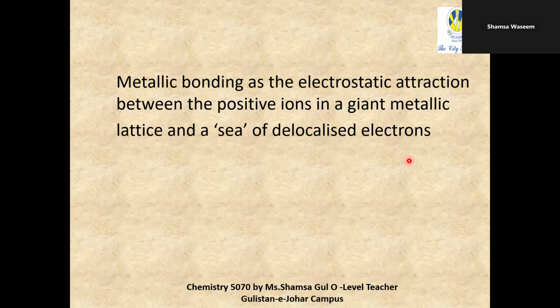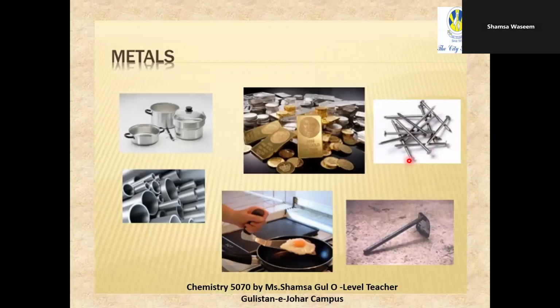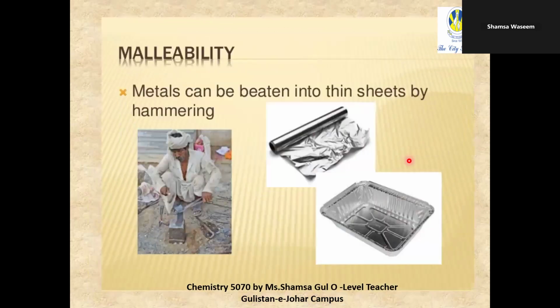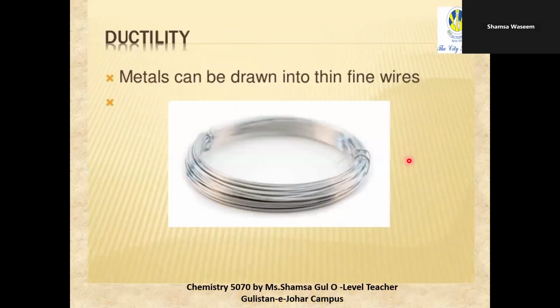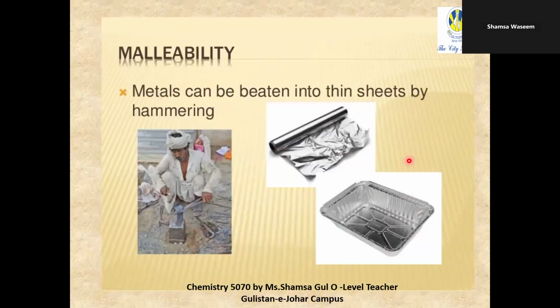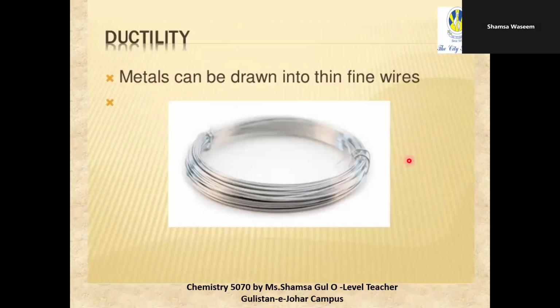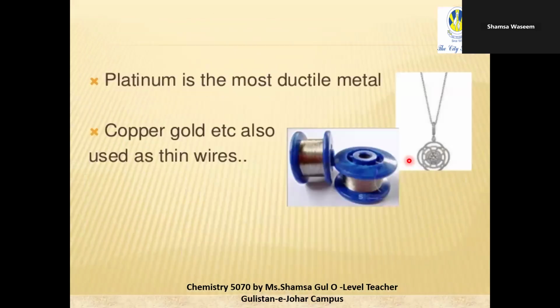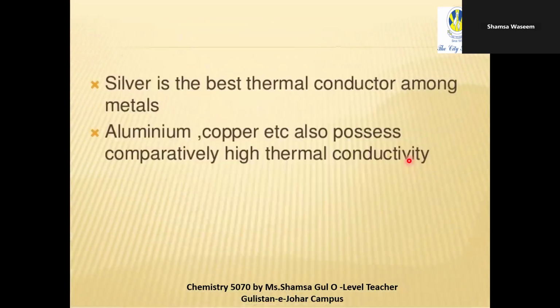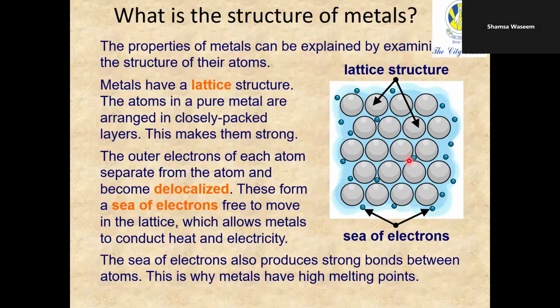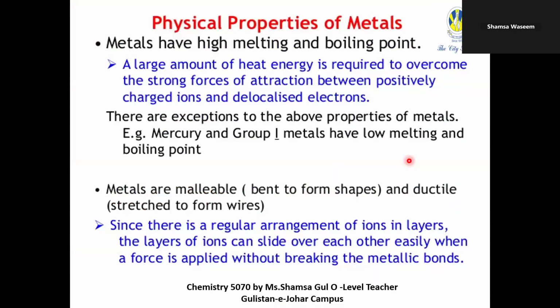Now, because of the metallic bonding, there are a few properties of the metals. They are malleable and ductile, they can be drawn into wires and into sheets. And they are good electrical conductors because they have mobile electrons. Metals are ductile and malleable because the layers of metal ions can slide over each other when force is applied.